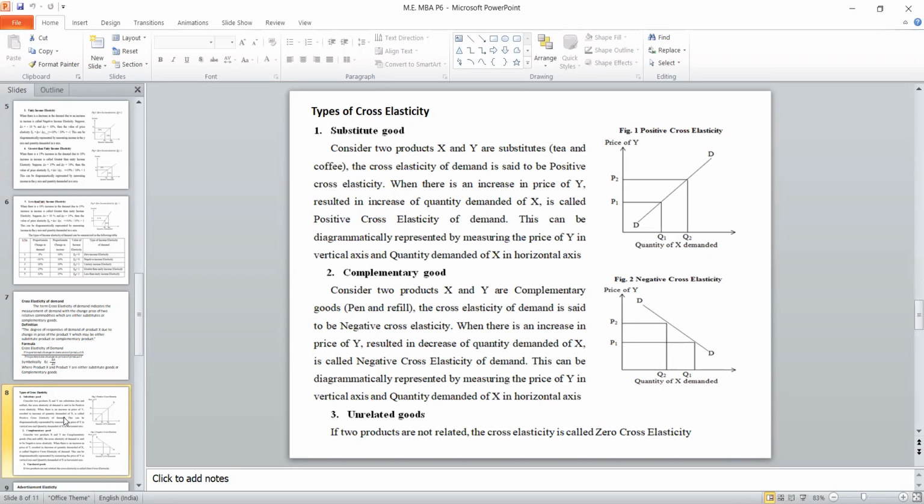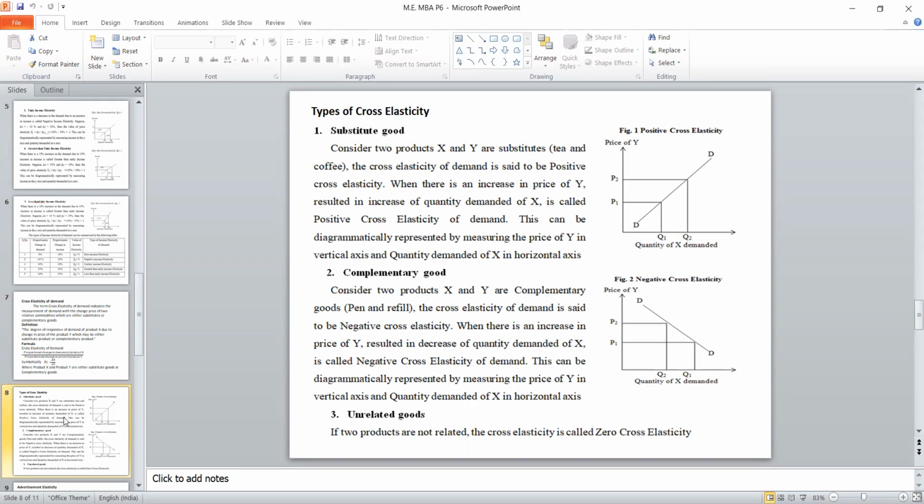In case X and Y are related goods, when the price of the refill increases, definitely the demand for the pen also will decrease. So automatically there will be a decline in demand, and the shape of the demand curve will be downward sloping. So what will happen when the price of the complementary good increases? Definitely the demand will decrease.